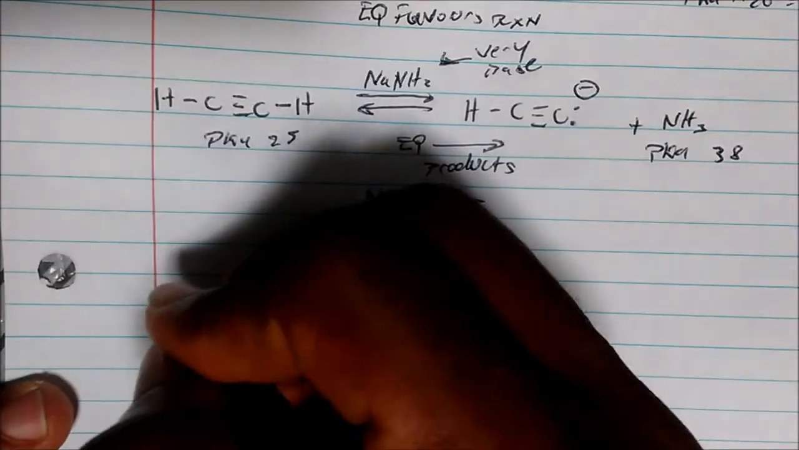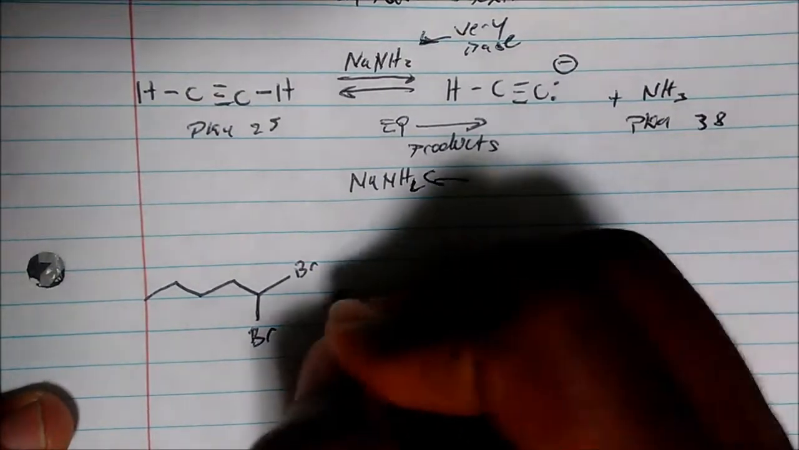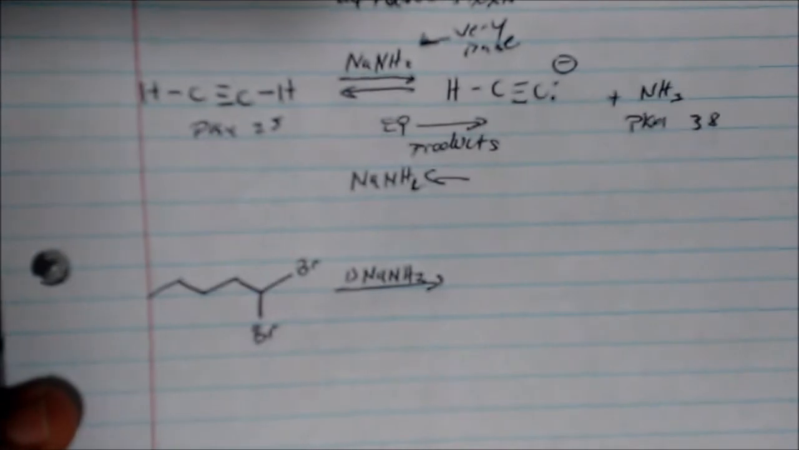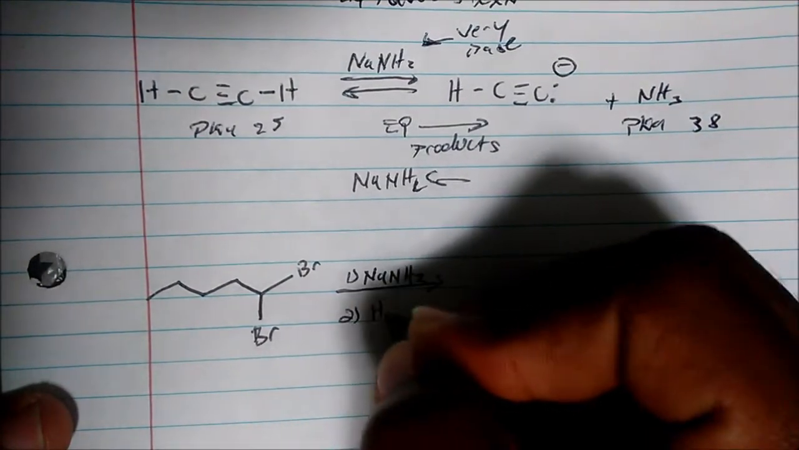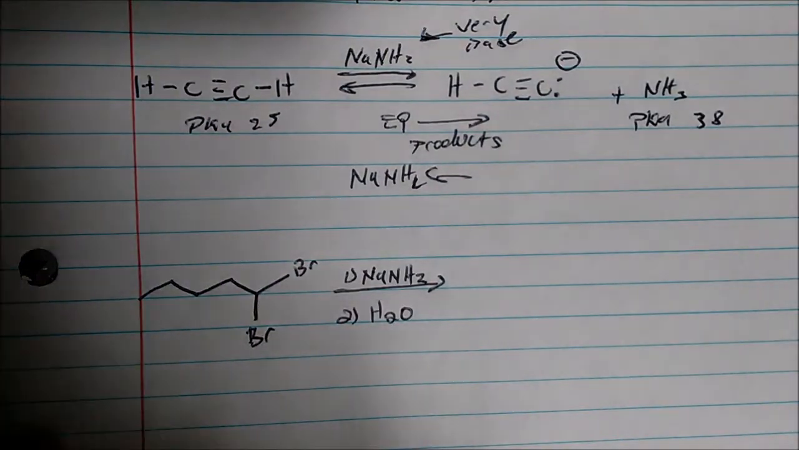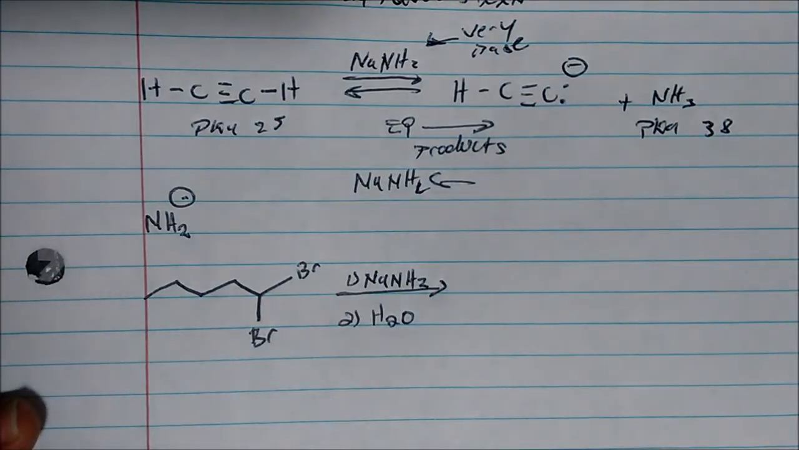So what if you have a molecule like this? You have two bromines here. You take sodium amide in the first step, and you have to add water in the second step. And we're going to show you the reason why you have to add water. I want you to think of sodium amide as some sort of NH2 minus, with the minus belonging to the nitrogen.